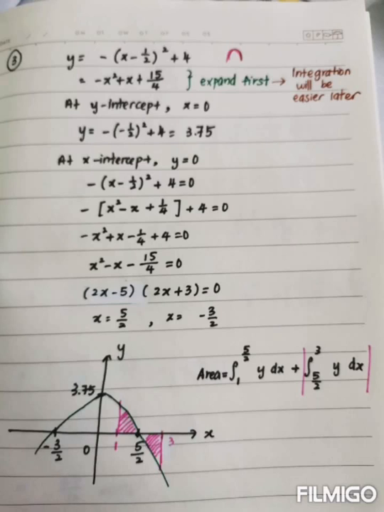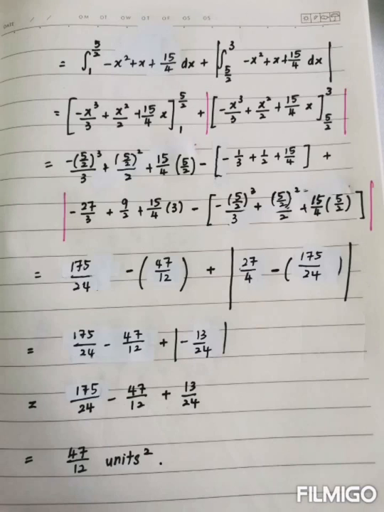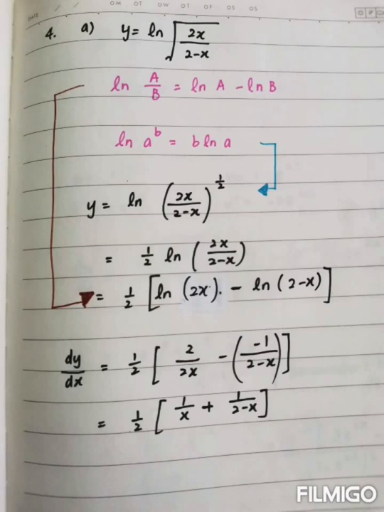Because if the region is above your axis, no problem. But if the region is below the axis, then you will get a negative area, so you have to modulus it. Okay, you see, you have to take care of your modulus. If the answer from modulus gives you negative, then you make it positive. But if the answer you get is positive, it will remain positive. Okay, check your modulus. Modulus is always positive.